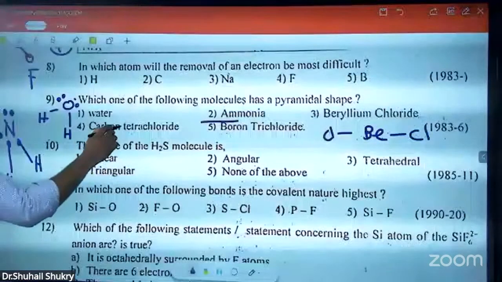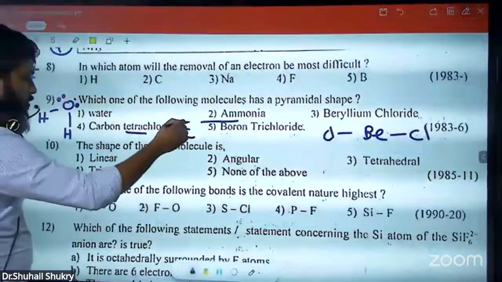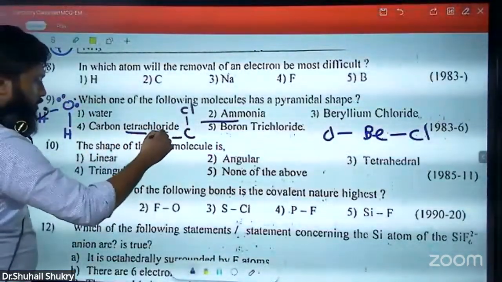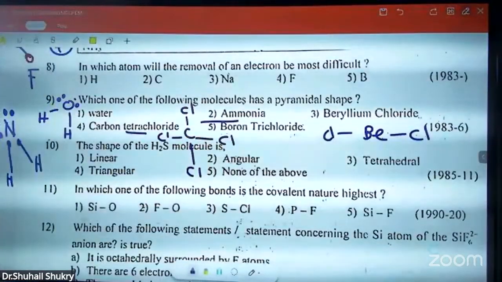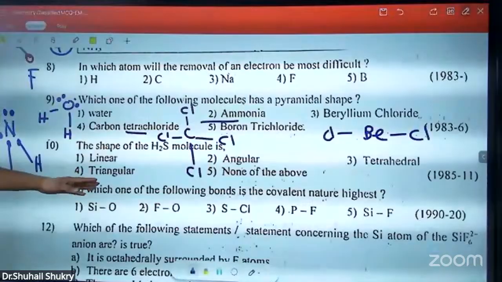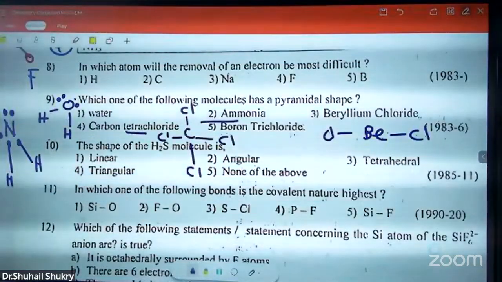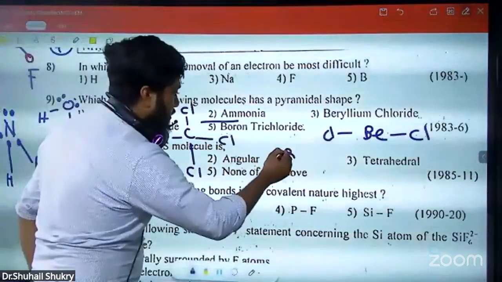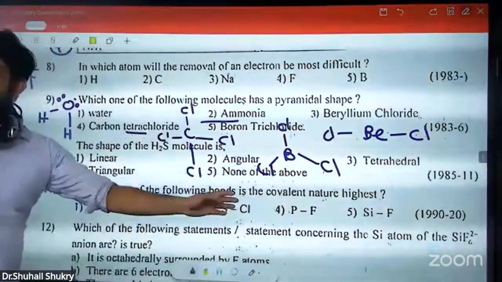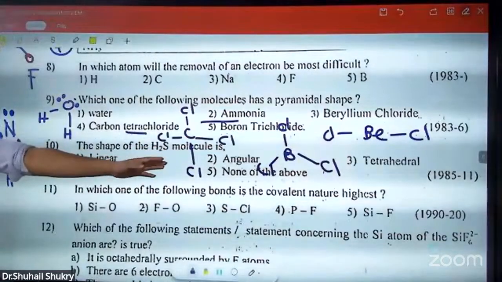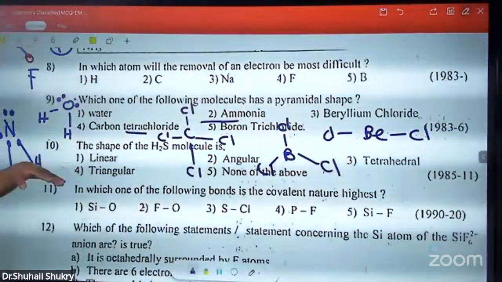Carbon tetrachloride, tetra means 4. Carbon tetrachloride is CCl4. What is the shape of this carbon tetrachloride? Tetrahedral. Very good. Boron trichloride, BCl3. What is the shape, guys? Come on, speak. BCl3, trigonal planar. You should know these things, right?